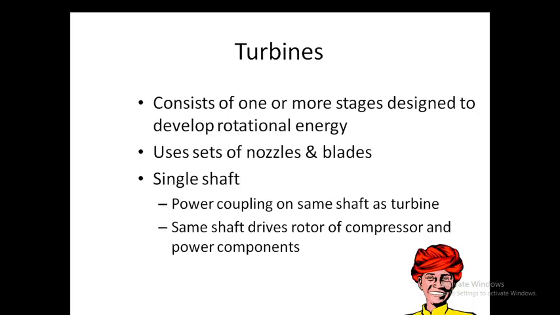Then what is a turbine? It consists of one or more stages designed to develop rotational energy. Inside this turbine, we use this high pressure gas to rotate the turbine, and here the kinetic energy of these gases is used to get mechanical energy. It uses sets of nozzles and blades on a single shaft. The power coupling is on the same shaft as the turbine. The same shaft drives the rotor of the compressor and the power components.